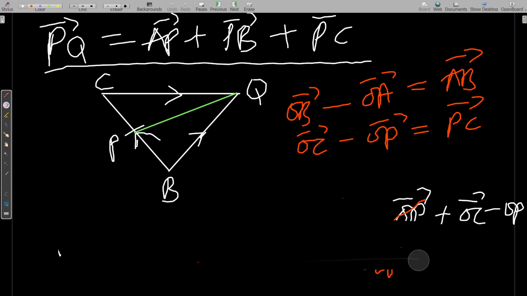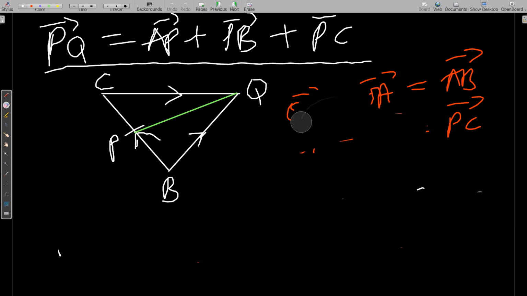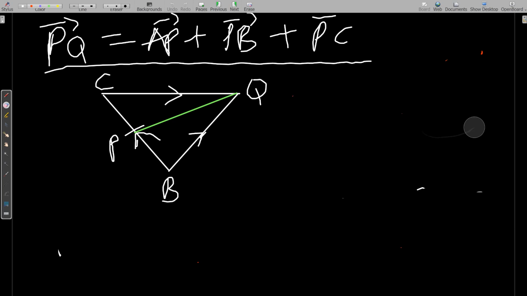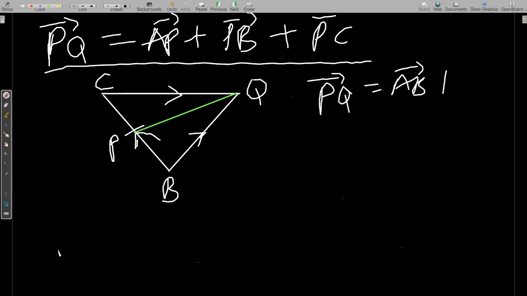So this is what was given, and in the question we've been able to simplify PQ in terms of AB and then PC, right? I hope you understand what I'm doing here. Now we have said that PQ is equal to AB plus PC. So we should keep this. Now let's see PQ in terms of other vectors, other than the ones that we've used here. Can we write PQ in terms of other vectors?